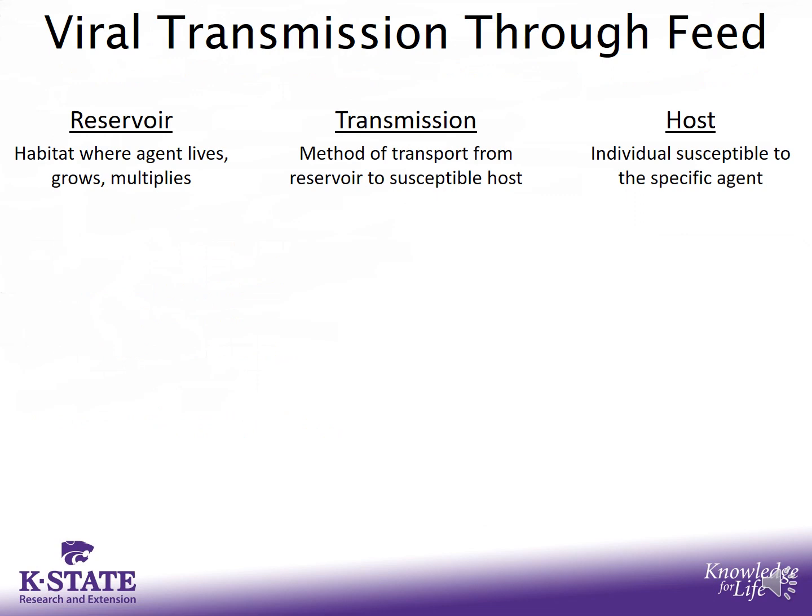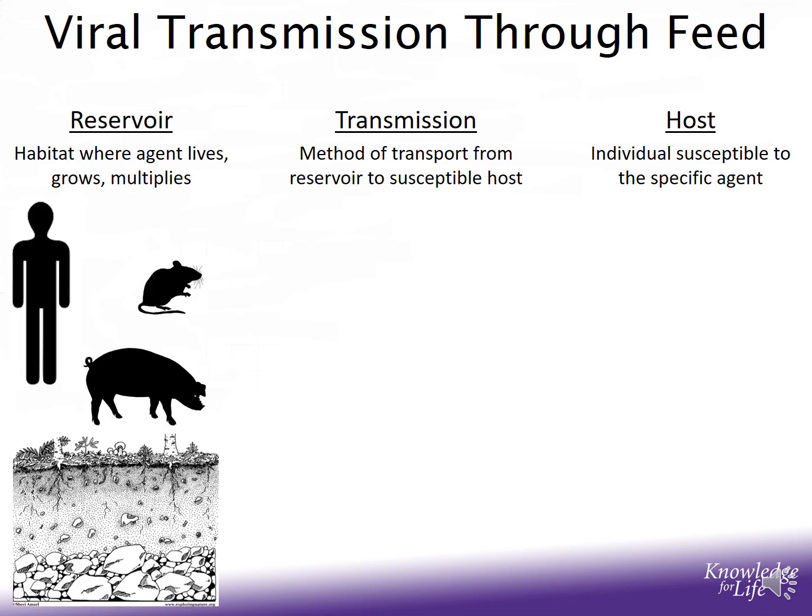As we consider viral transmission through feed, I want us to be familiar with three specific terms. The first is the reservoir. A reservoir is a habitat where an agent lives, grows, or multiplies. Bacteria and viruses can have reservoirs that include humans, animals, and even the environment or soil. The transmission, however, would be the method of transport from the reservoir to a susceptible host.